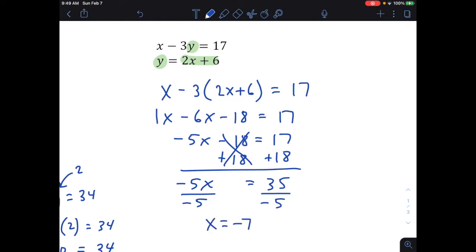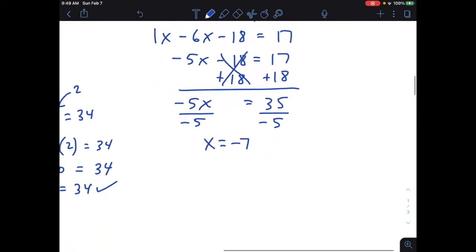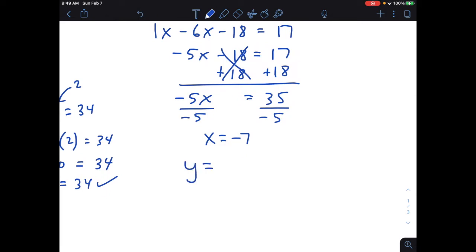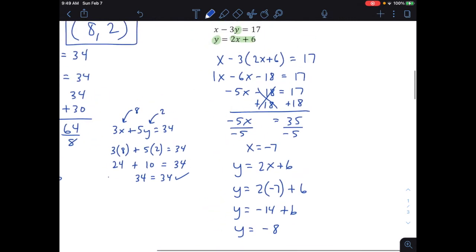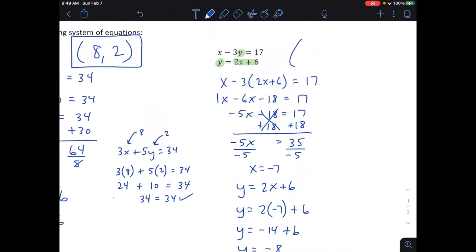Okay, and again, always pick that equation that says y equals or x equals, because it's going to be easier. So we have y equals 2x plus 6. So plug in that negative 7 with parentheses. So then we have y equals negative 14 plus 6. So y is equal to negative 8. All right, so we think it's negative 7, negative 8.